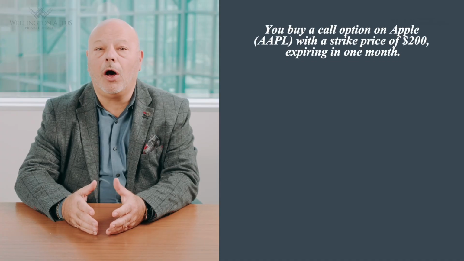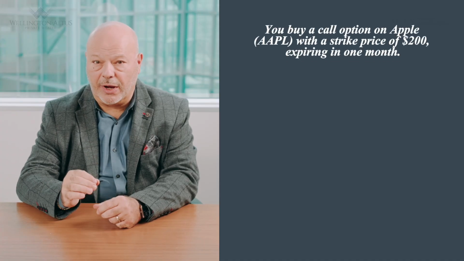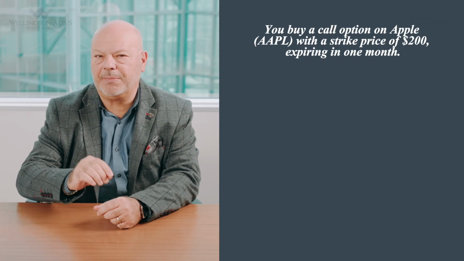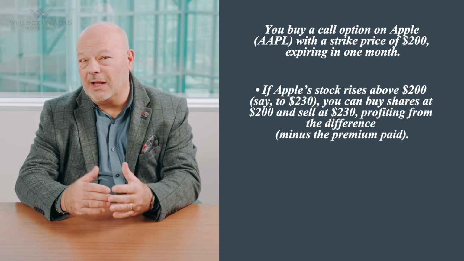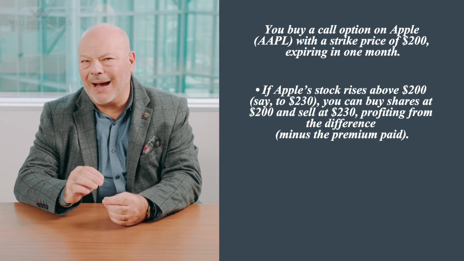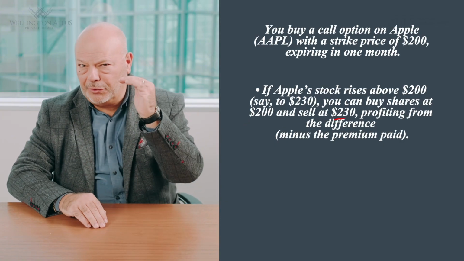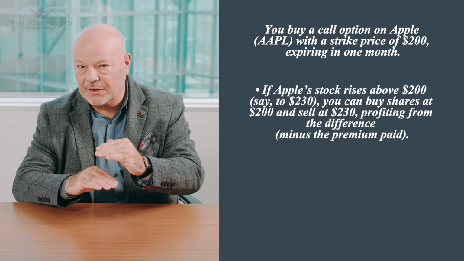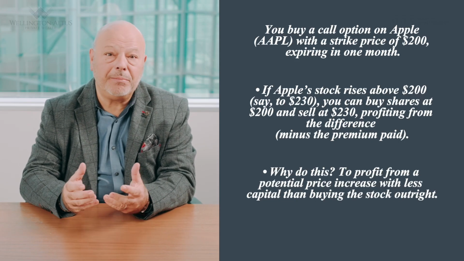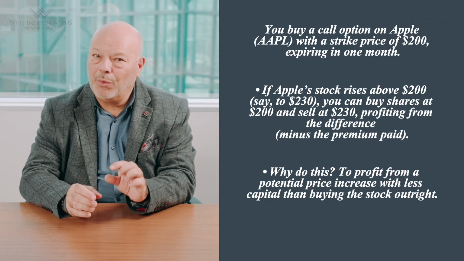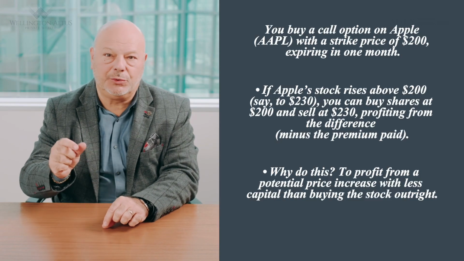For example, you believe Apple's next iPhone launch will boost the stock price. You're optimistic. So what do you do? You buy a call option on Apple with a strike price of $200 expiring in a month. If Apple stock rises above 200, let's say to 230, you can buy shares at 200, sell at 230, profiting from the difference, minus the premium you paid. Why would you do this? To profit from a potential price increase with less capital than buying the actual stock outright.